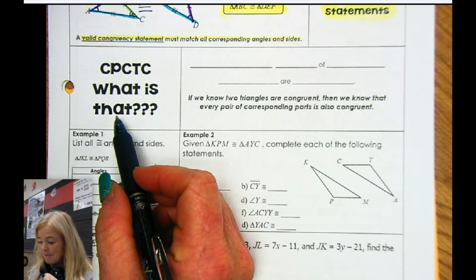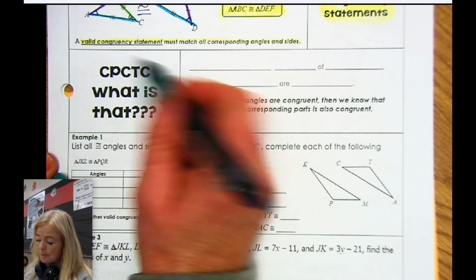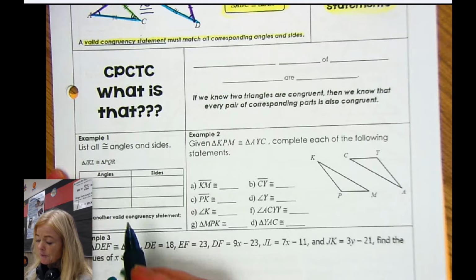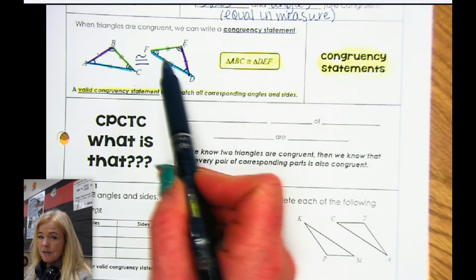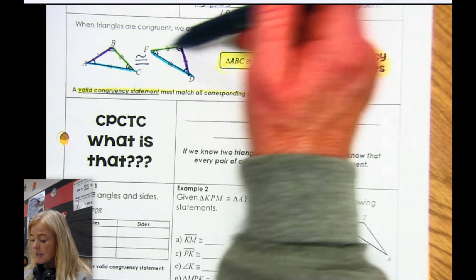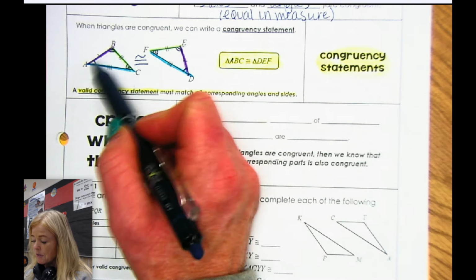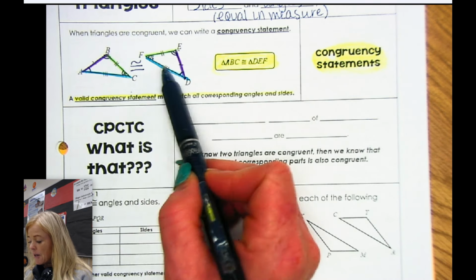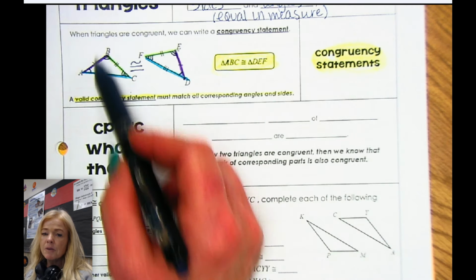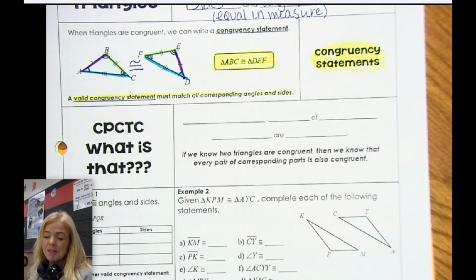So CPCTC is a little acronym, and it stands for the fact that corresponding parts in these triangles, so that means side BC and side EF, are congruent. Or AB is congruent to ED because they're corresponding sides. And AC is congruent to FD because they're corresponding sides. So with them all being corresponding sides, then they have to be congruent. And that's all that CPCTC stands for.